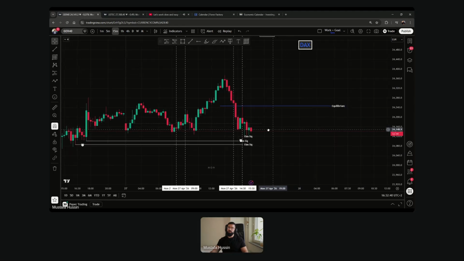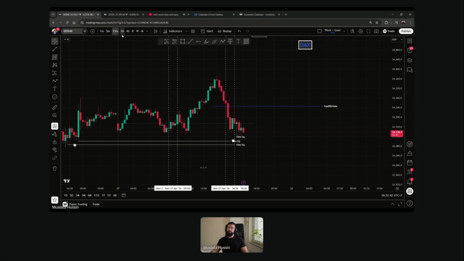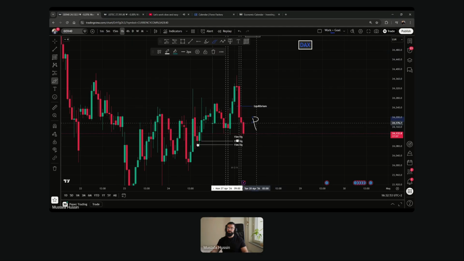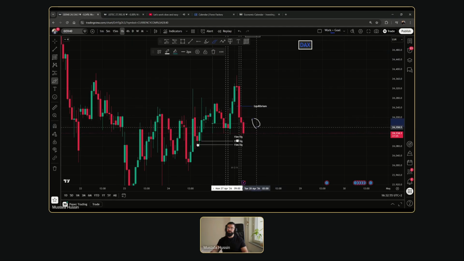And because this is equilibrium, right? I go to the 1 hour, marking out the high and the low of the entire move, and I mark out the equilibrium. This is the discount level, and this is the premium level. So what does the market want to do? High probability the market wants to continue to the upside to the premium level from a discount.